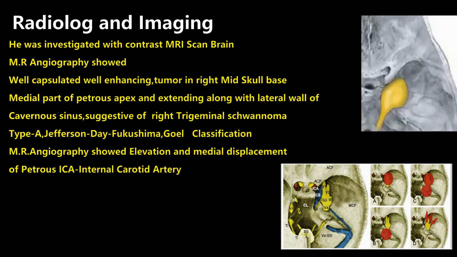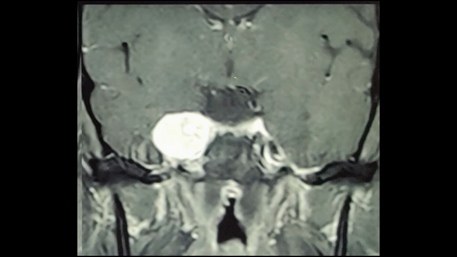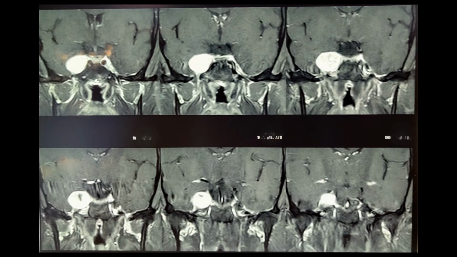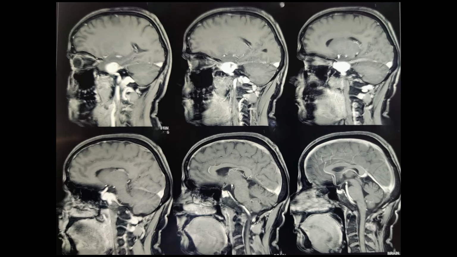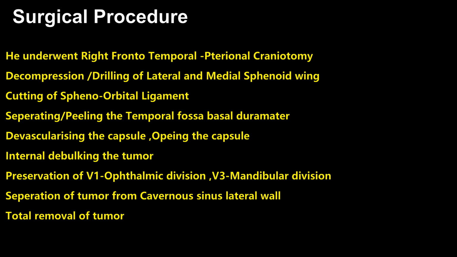With this, he was investigated with a contrast MRI scan of the brain. MR angiography showed a well-capsulated enhancing tumor in the right mid-skull base, the medial part of the petrous apex, and the lateral part of the cavernous sinus, extending anteriorly and laterally. The tumor was suggestive of trigeminal schwannoma type A, by the Jefferson, Fukushima, Day, and Goel classification. MR angiogram showed medial displacement and elevation of the petrous internal carotid artery.